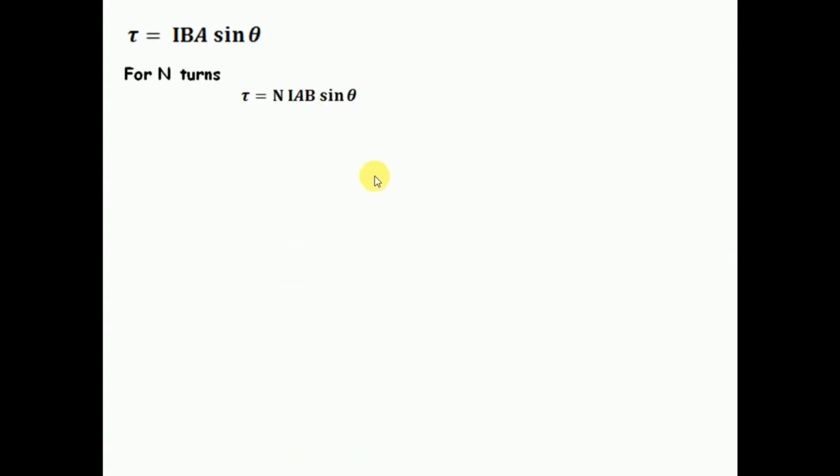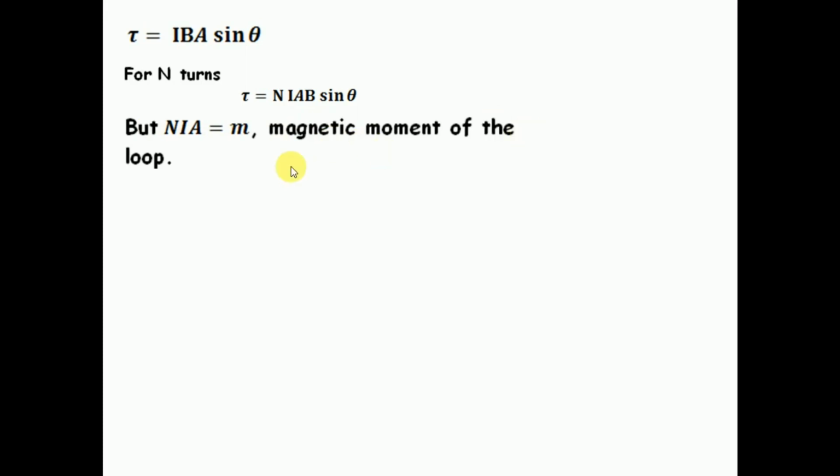Now if the coil has n turns, then I have to multiply this with n. Now I can take this NIA as small m, which is the magnetic moment of the loop. So torque is equal to mB sin theta. Now in vector form, when we see sin theta, we make the cross product. So this is m cross B, where m is a vector.